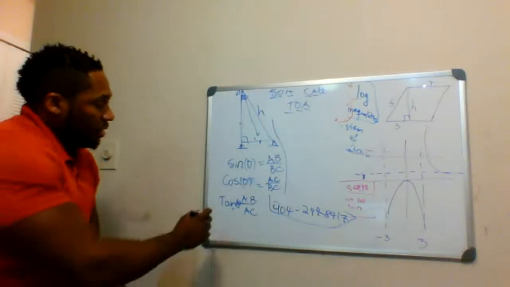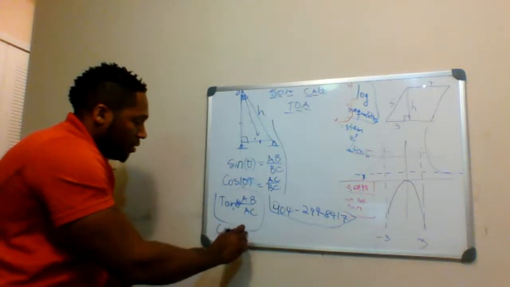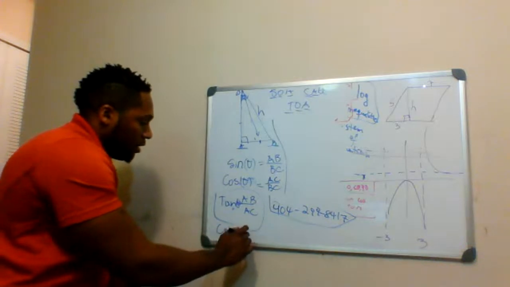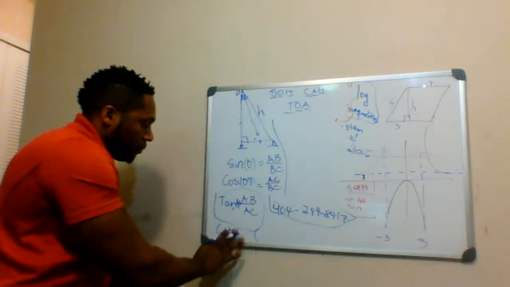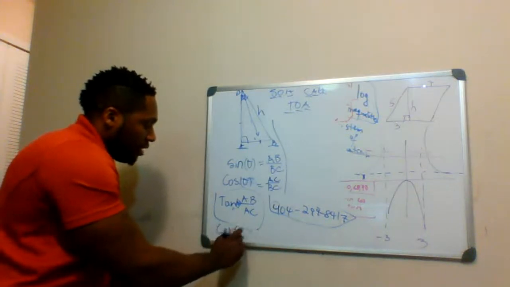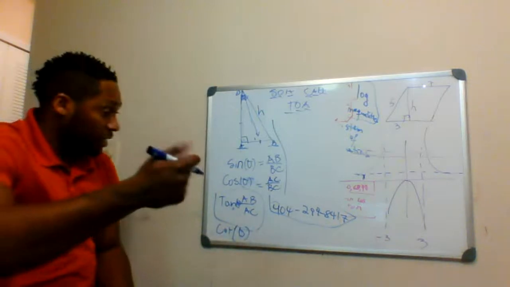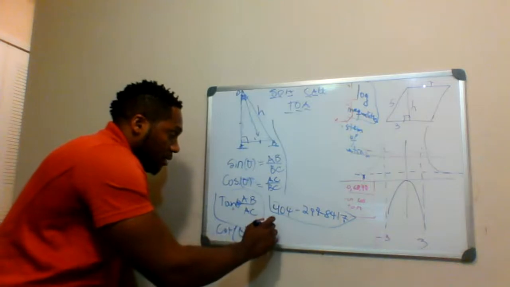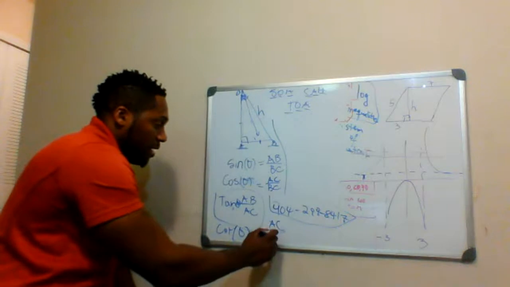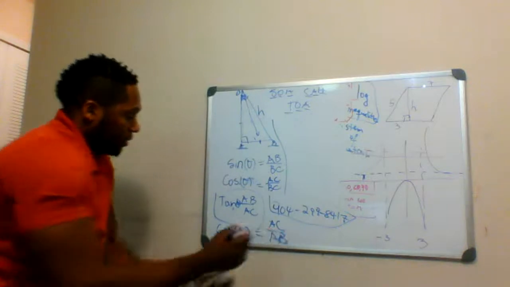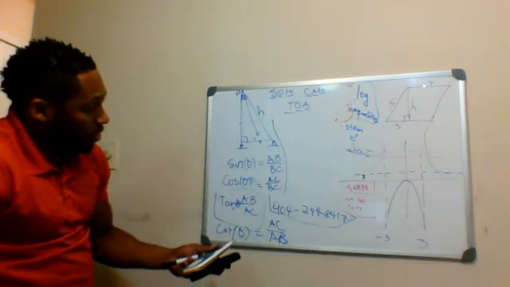Now, if we're going a little bit further, you have some other formulas like cotangent. So the cotangent is the inverse of the tangent. The cotangent of theta is what? This is the inverse of the tangent. So whatever the tangent is, you flip it. It's going to be AC divided by AB. So whatever the tangent was, you flip it. From those three, you can find anything.